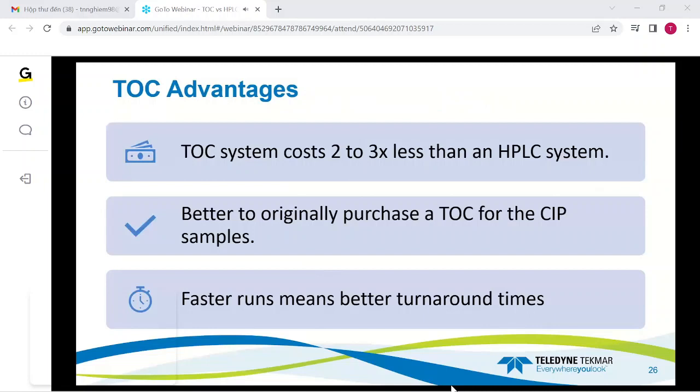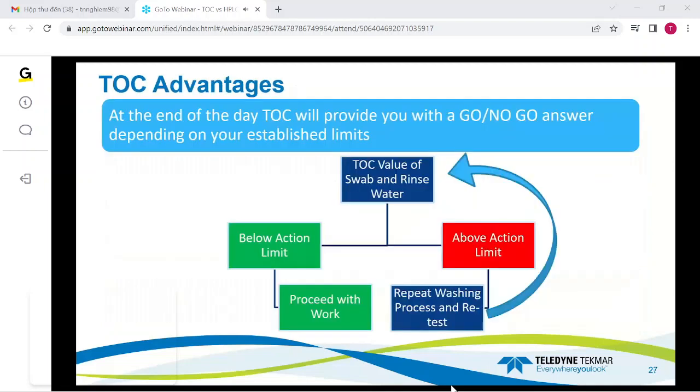So the advantages, like I said, TOC systems cost 2 to 3 times less. It's better to originally purchase TOC for CIP samples, and faster runtimes means faster turn times. So we're getting samples done quicker. Also, the biggest thing that we state is at the end of the day, TOC will provide you with a go or no-go answer depending on your established limits.